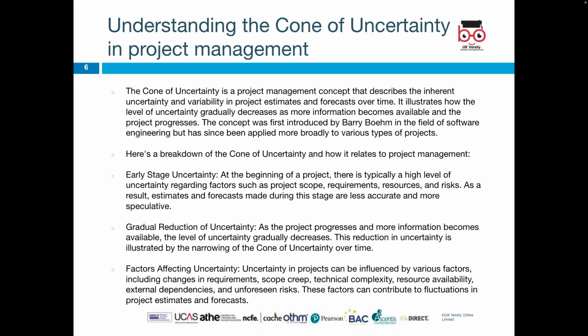Here's the breakdown of the cone of uncertainty and how it relates to project management. The first one is the early stage of uncertainty. So there's always an early stage of uncertainty when you're working on a project. At the beginning of a project, there's typically a high level of uncertainty regarding factors such as project scope, requirements, resources, and risks. As a result, estimates and forecasts made during this stage are less accurate and more speculative.